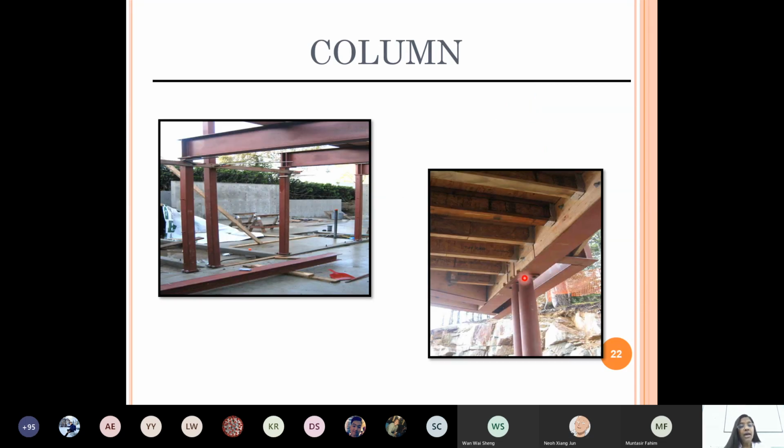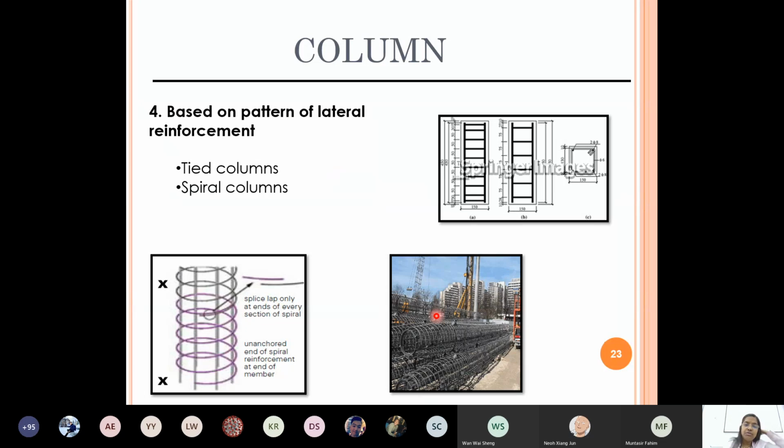Bear in mind. Coming to this type, steel columns, right? Here the steel column, maybe they are constructing a workshop. We call this a girder. The section is an I-section girder, and then this is the column, with wooden panels, wooden roof. So you are seeing here columns based on pattern and lateral reinforcement. Yes, it can be classified based on the lateral reinforcement: tied columns and spiral columns. There are two types you can see here.